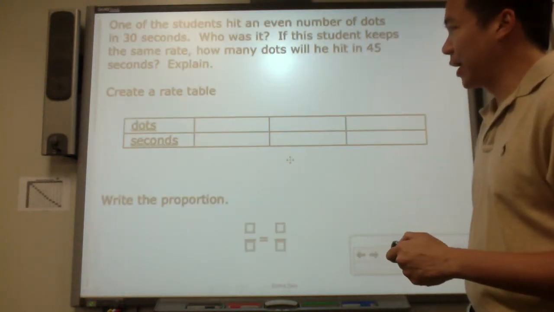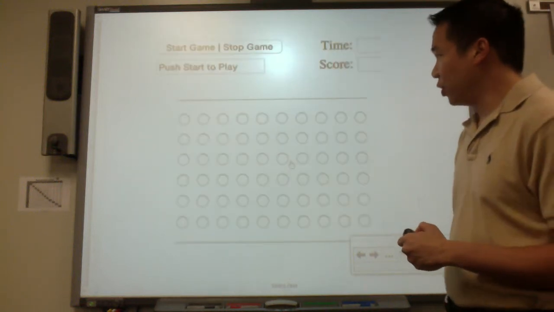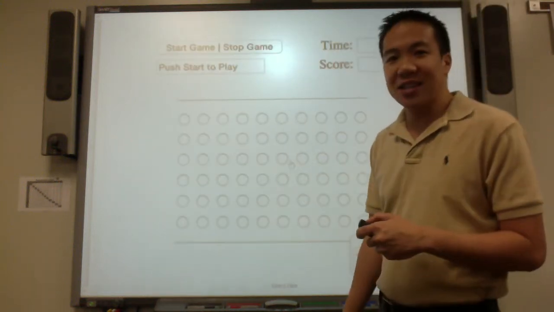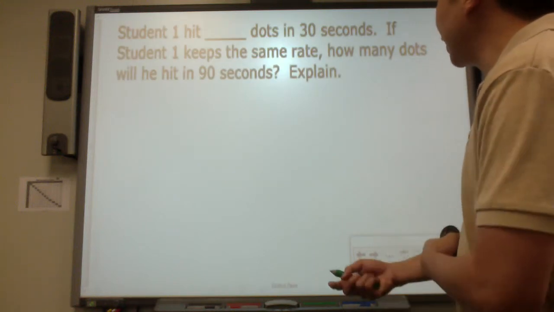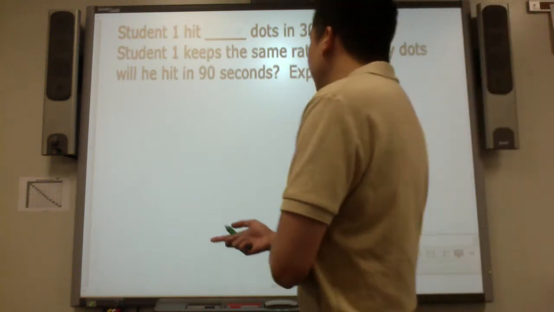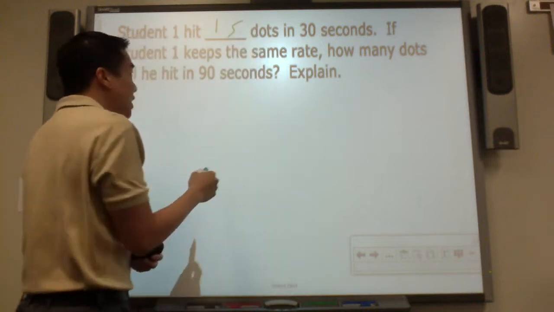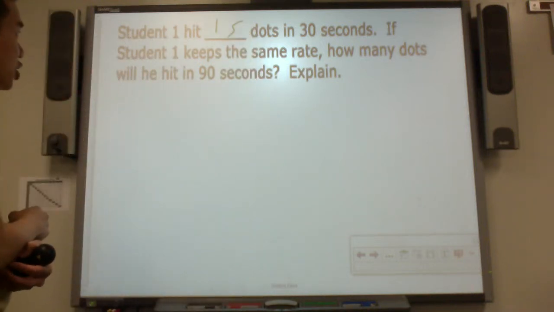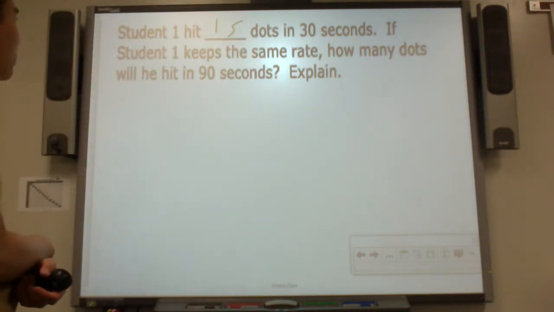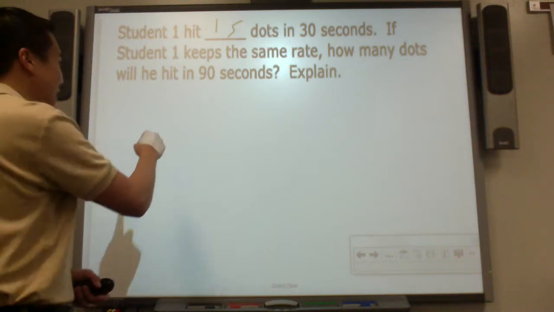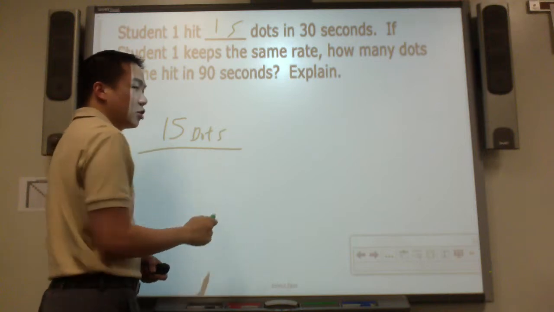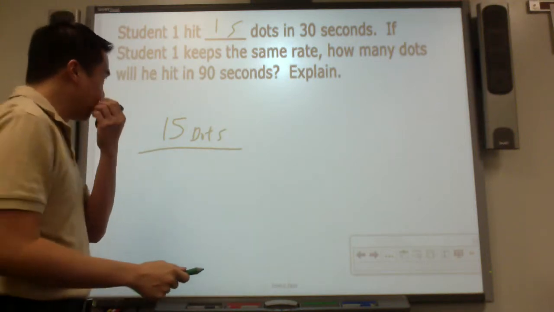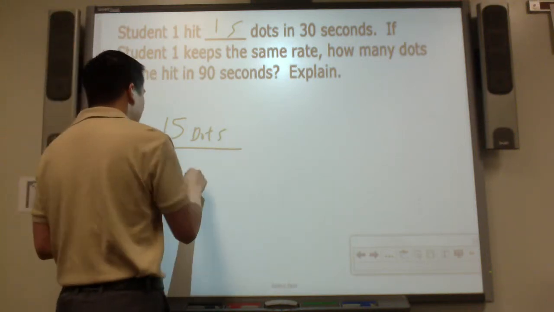So we are going to be playing a game called Hit the Dot, where you have to find the dots and hit them. See how fast you can do it. So let's say, suppose student 1 hit 15 dots in 30 seconds. If student 1 keeps the same rate, how many dots will he hit in 90 seconds? So these are 2 rate problems. So this is a rate, a comparison of 2 quantities with units: 15 dots in 30 seconds.